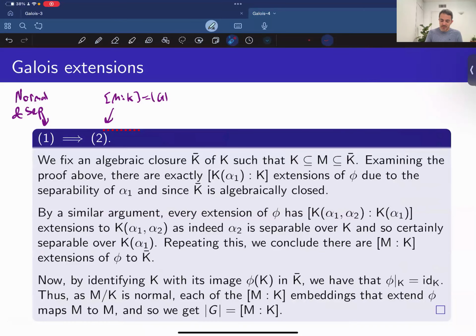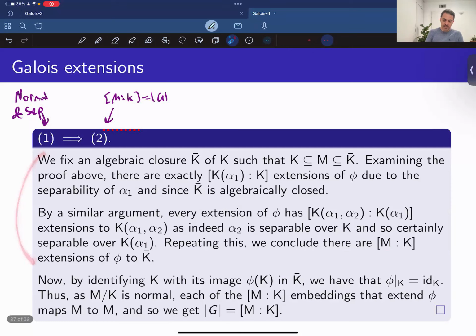So really what I'm saying is that if you repeat this, there are exactly [M:K] extensions of phi to K bar, where L is K bar, because you haven't lost anything in any of the steps along the way. But that's to K bar, not to M. I want to talk about the Galois group of M over K, not of K bar. And so far I haven't actually even specified M. Well, actually I did; the steps were broken according to M, but I didn't use the normality of M.